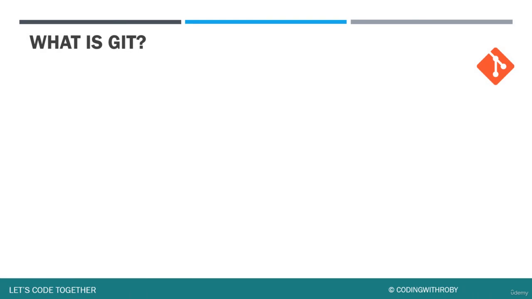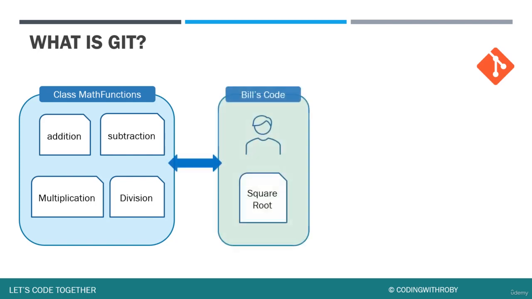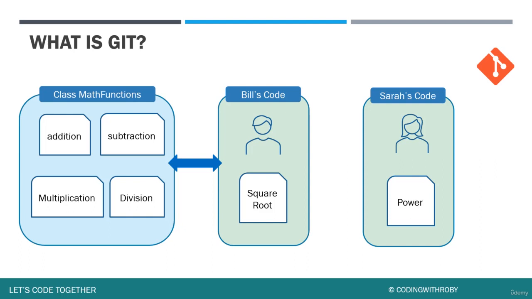Now, another huge pro to Git is that it's distributed, which means everything is spread out. Without Git, we have our class functions, which now include addition, subtraction, multiplication, and division. Bill has the code and is working on a new enhancement to add square root functionality to the application. His teammate, Sarah, is also working on her own new feature to add the power functionality to the application.